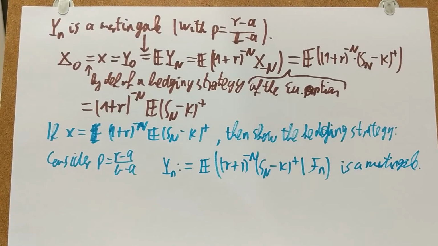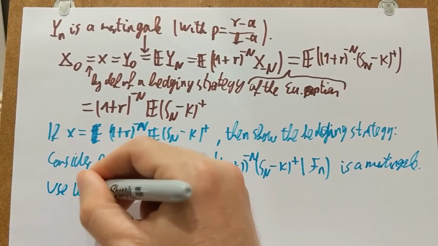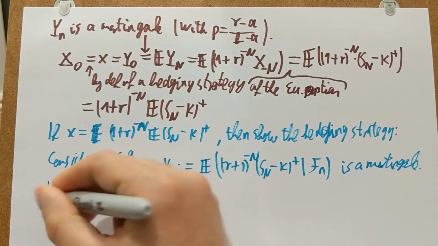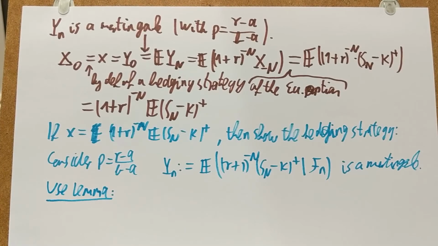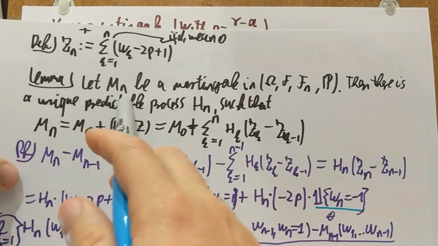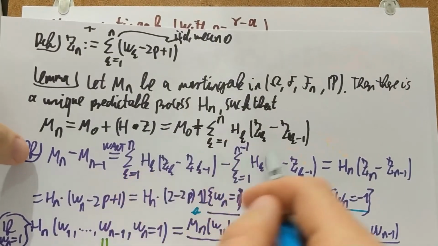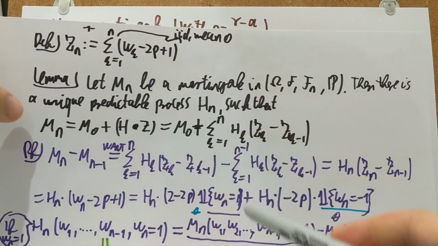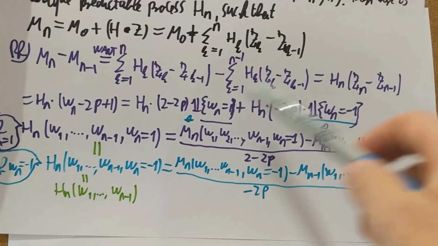Okay, if this thing is a martingale, then use the lemma to find a predictable process. So where is the lemma? Here is the lemma. If you give me a martingale, then there is a predictable process H for that, so that the martingale is a martingale transform of this basic martingale Z. The predictable process has some explicit formulas, whatever that is.